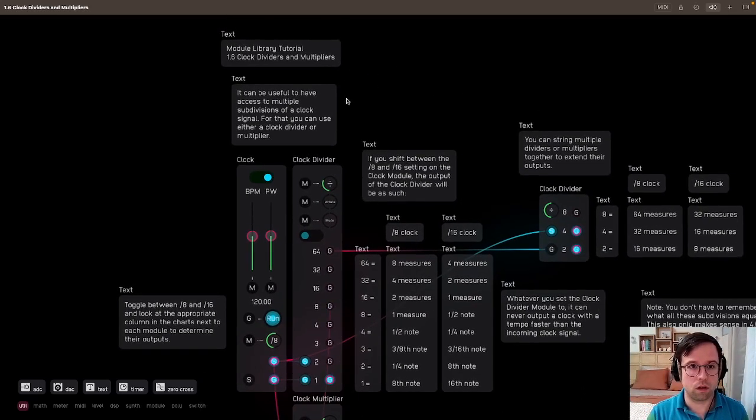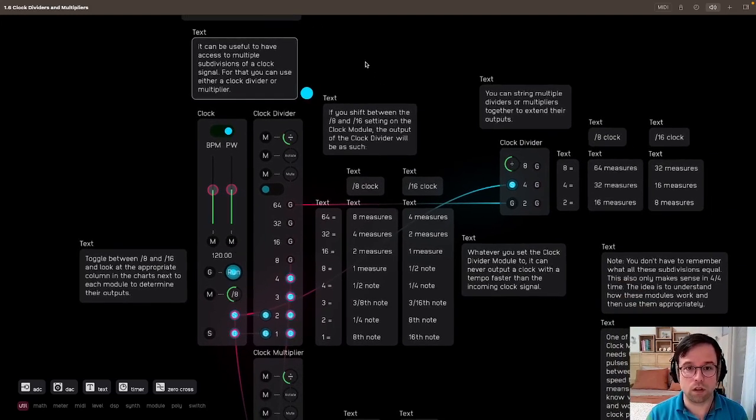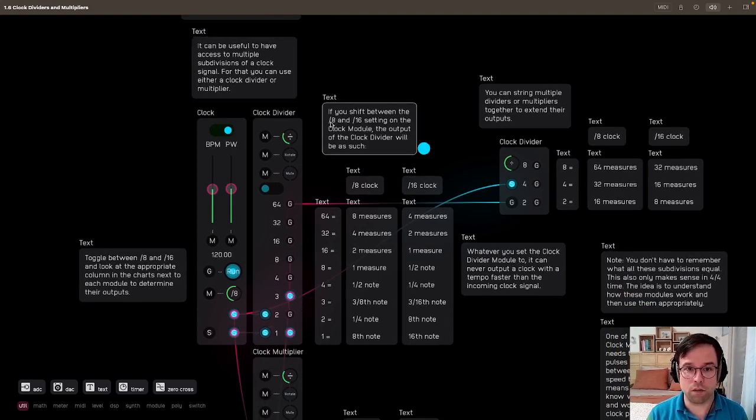It can be useful to have access to multiple subdivisions of a clock signal. For that, you can use either a clock divider or multiplier. If you shift between divided by 8 and divided by 16 setting on the clock module, the output of the clock divider will be as such.